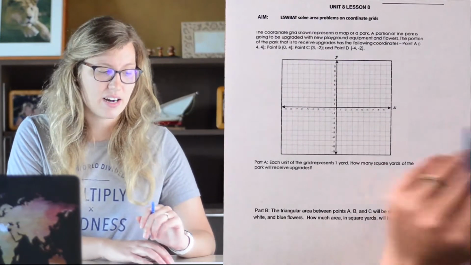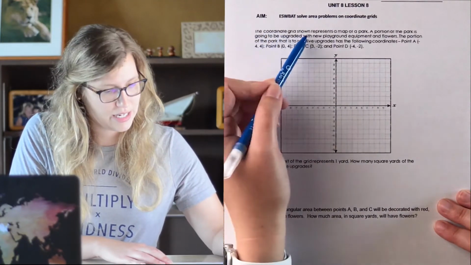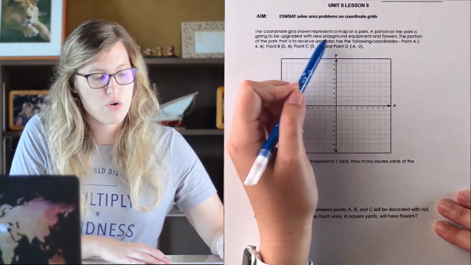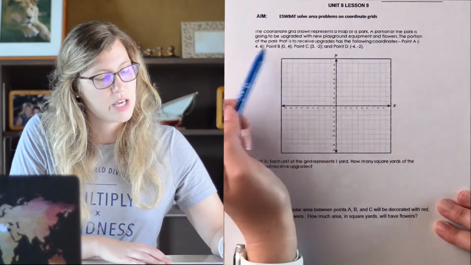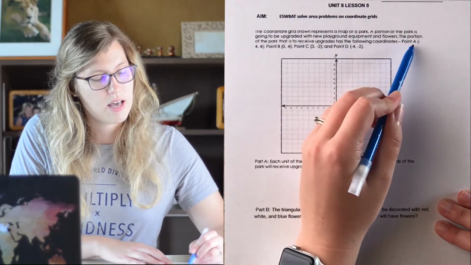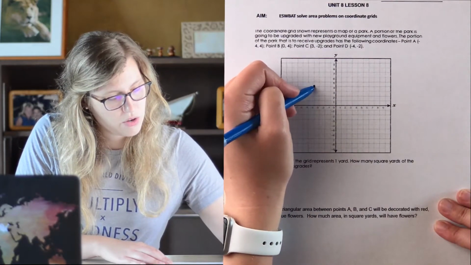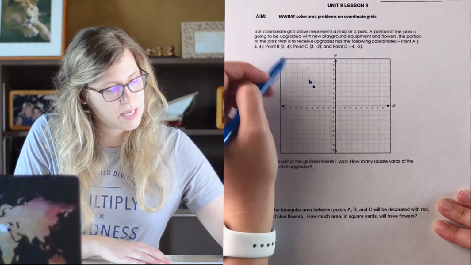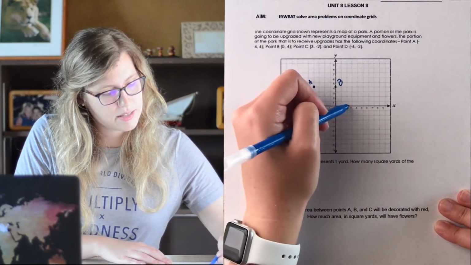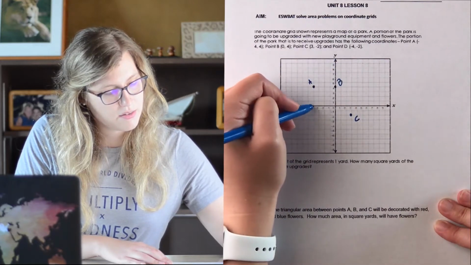All right, let's go ahead and get started and see what kind of shape we're going to find in our coordinate plane. The coordinate grid shown represents a map of a park. A portion of the park is going to be upgraded with new playground equipment and flowers. The portion of the park that is to receive upgrades has the following coordinates. Point A is (-4, 4). I will plot that right away. Point B is (0, 4). Point C is (3, -2). And point D is (-4, -2).